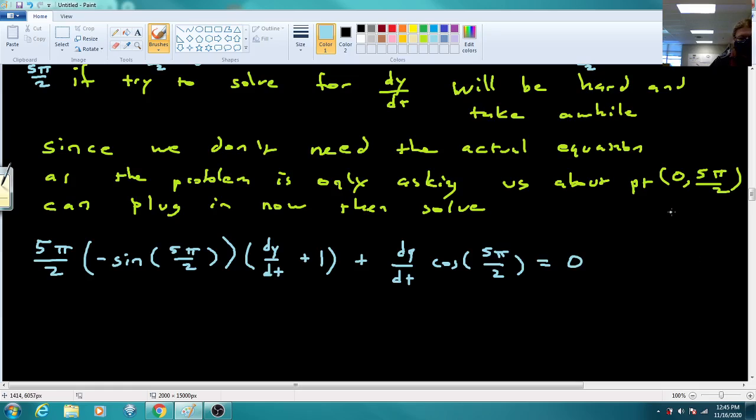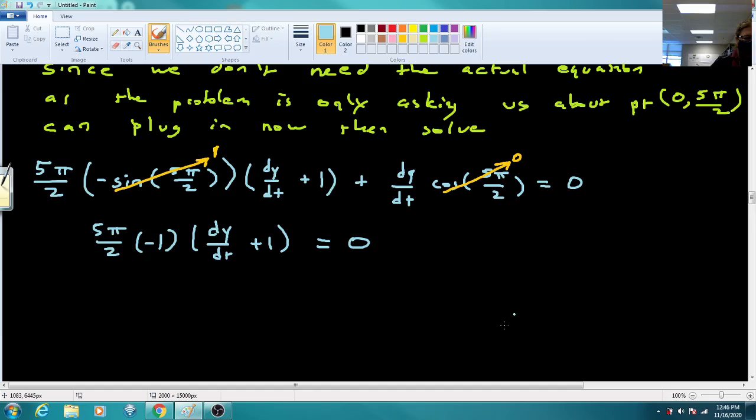5 pi over 2 is coterminal with pi over 2. So sine of 5 pi over 2 is going to be 1. Cosine of 5 pi over 2 will be 0. So that simplifies stuff more. We get 5 pi over 2 times negative 1 times the dy dt, plus 1, plus dy dt times 0 is nothing, so that all equals 0.